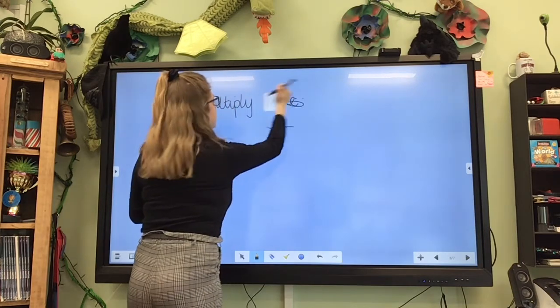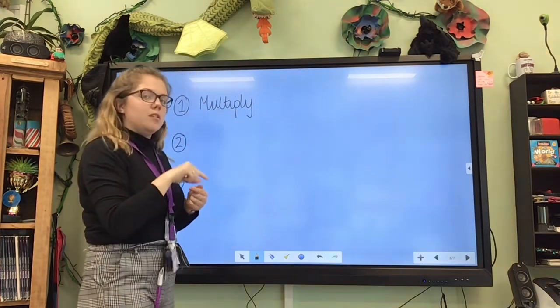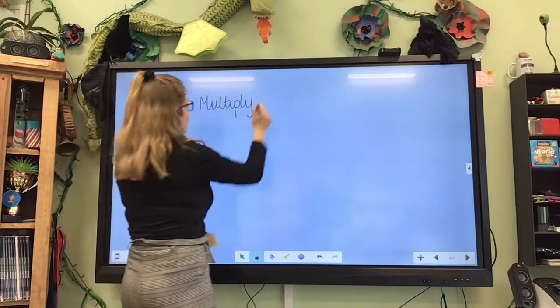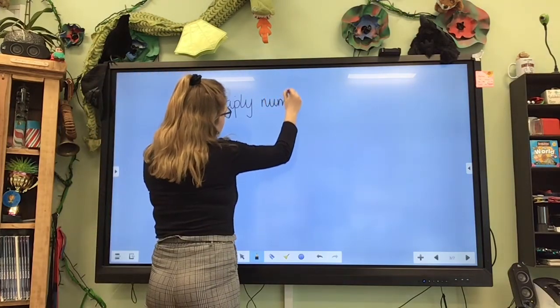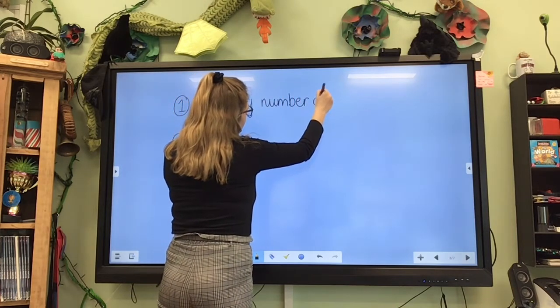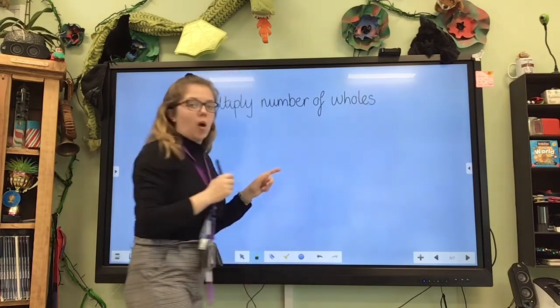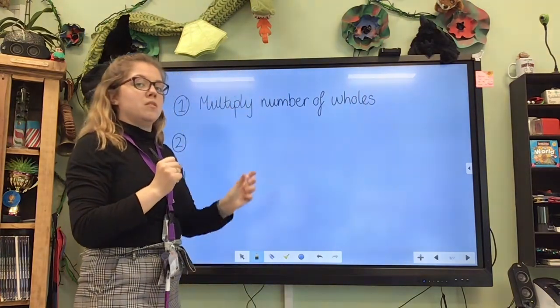In fact, that's not very clear because we know that integer also means whole number. So you might get confused about what number. So we could say multiply the number of wholes. That makes it a bit clearer, doesn't it? Because the number of wholes is the whole number in our mixed number.